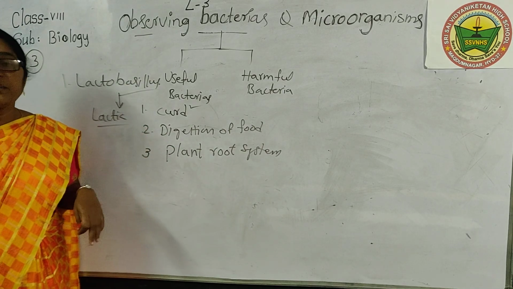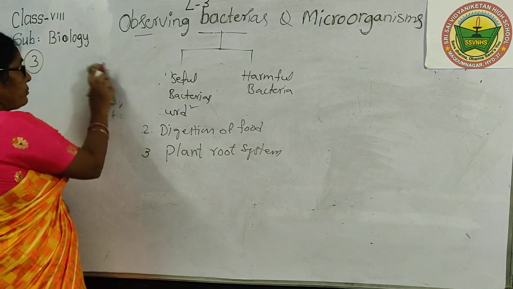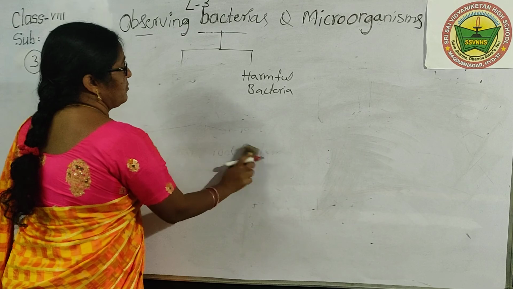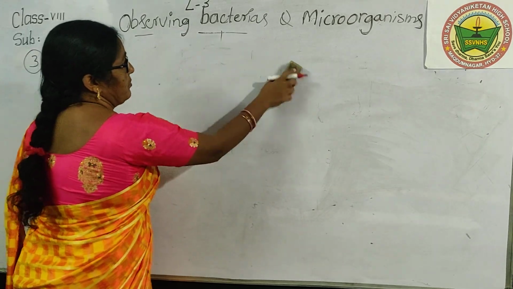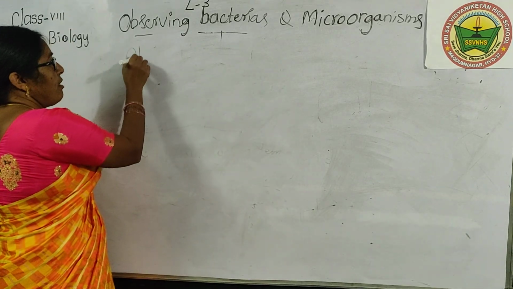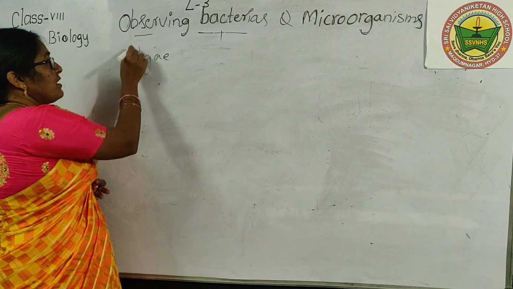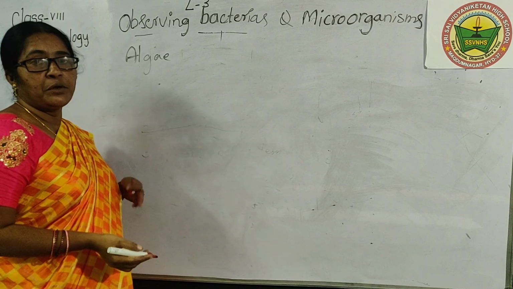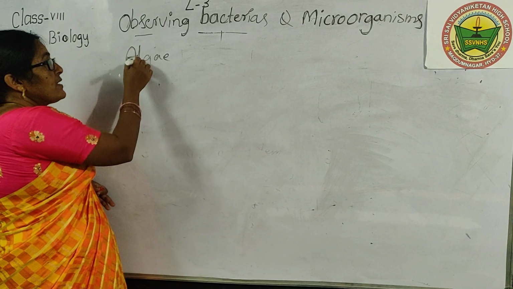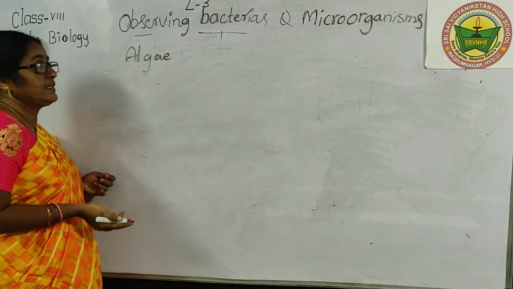And next, another microorganism. You know that one is algae. Another group of organisms, for example, algae. Algae also have useful and harmful kinds. These algae live in stagnant water. Already you know they have a green color, and these algae are helpful for nature.